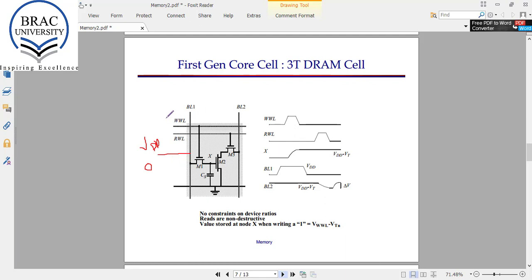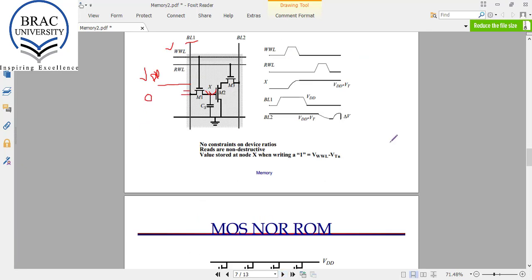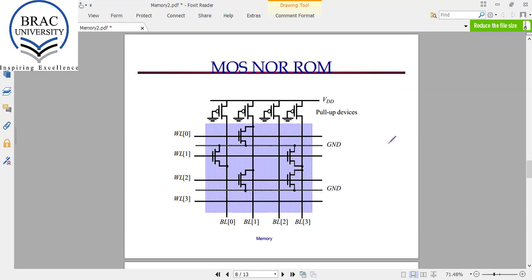Then this WWL line is turned on, and this will connect this X node with this bit line. If the voltage at BL1 is VDD, this capacitor will also be charged to VDD minus VT. And if the voltage here is 0, then the capacitor will also get 0 charge, and the voltage across it will be 0. In this way, we can write 1 or 0 in this cell. So far, we have seen the circuit configuration of RAM.